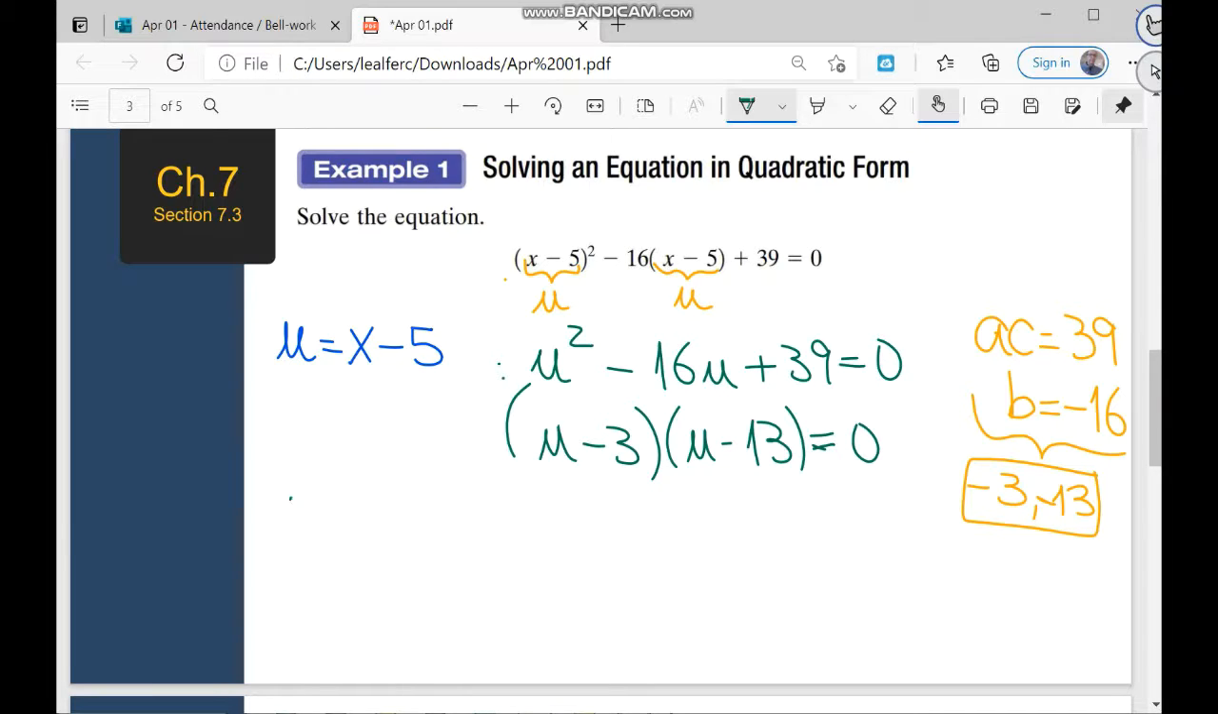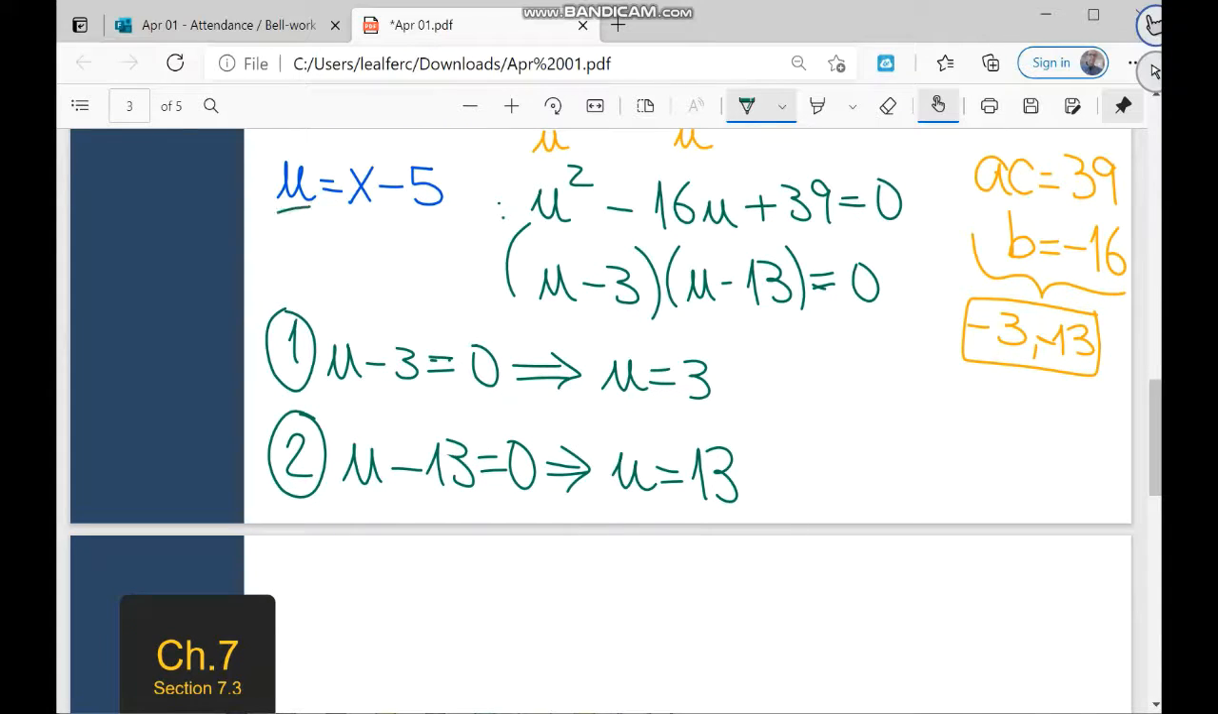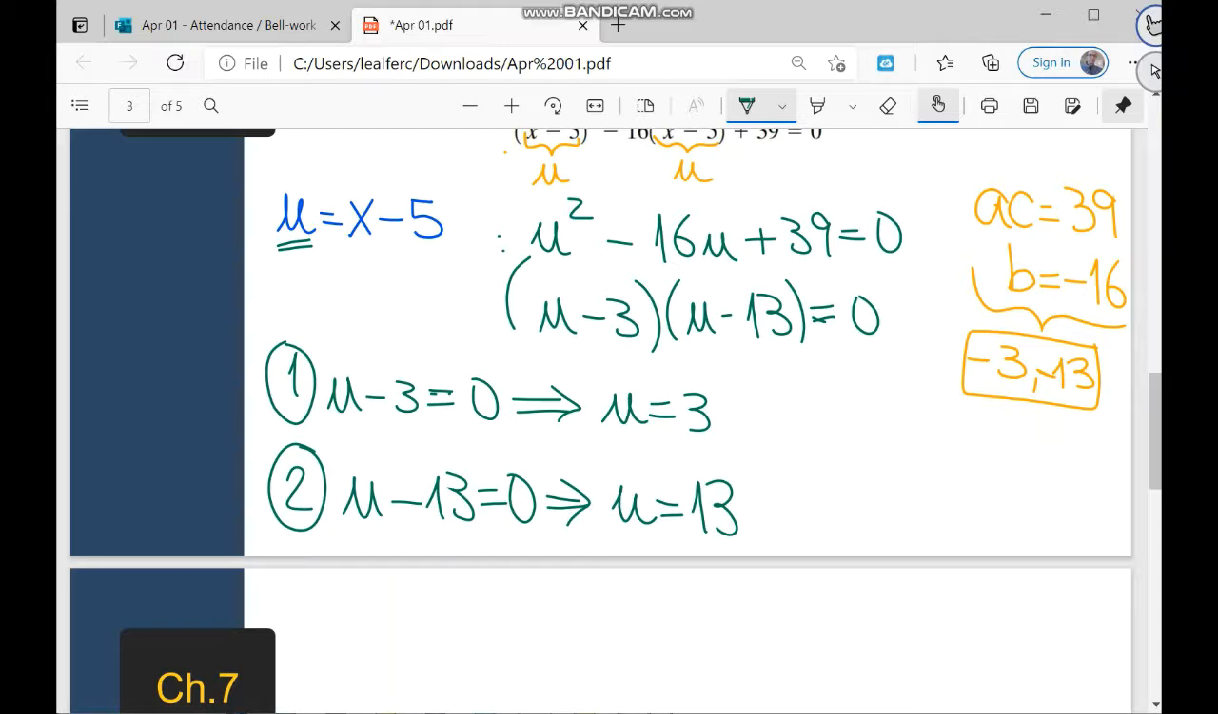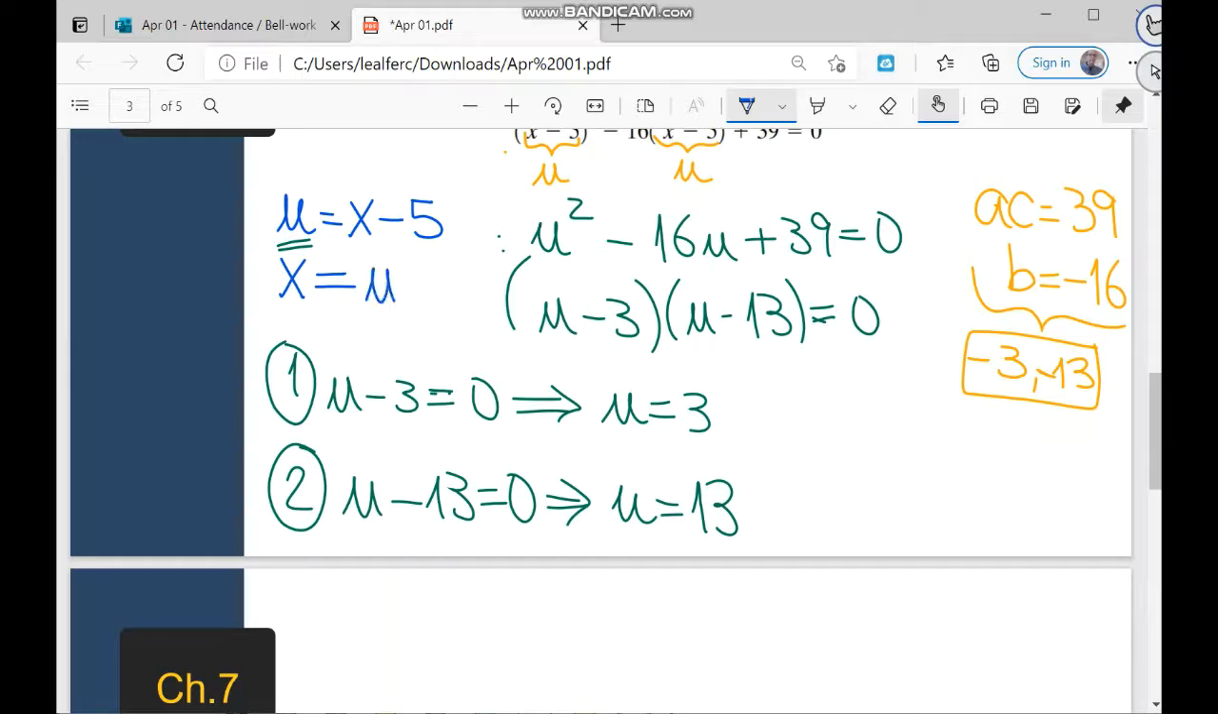The first solution is going to be for u minus 3 equals 0, or u equals 3. The second solution is for u minus 13 equals 0. That means u equals 13. Okay? We found both solutions for u. Now we need to find x. And again, if u equals x minus 5, that means x equals u plus 5.